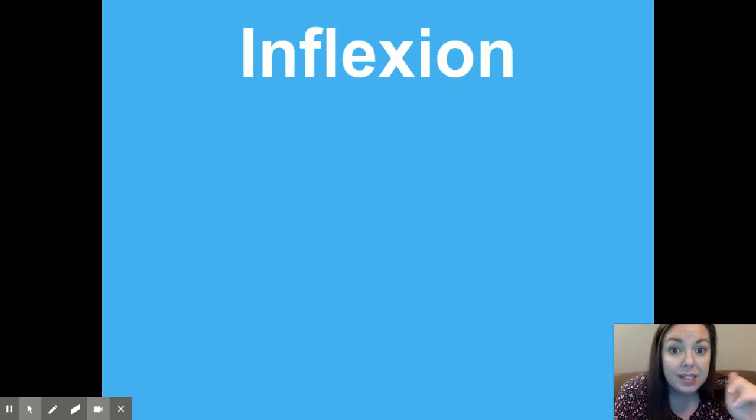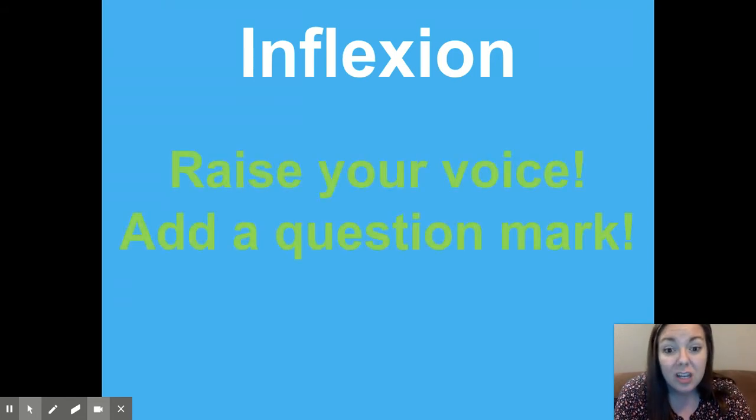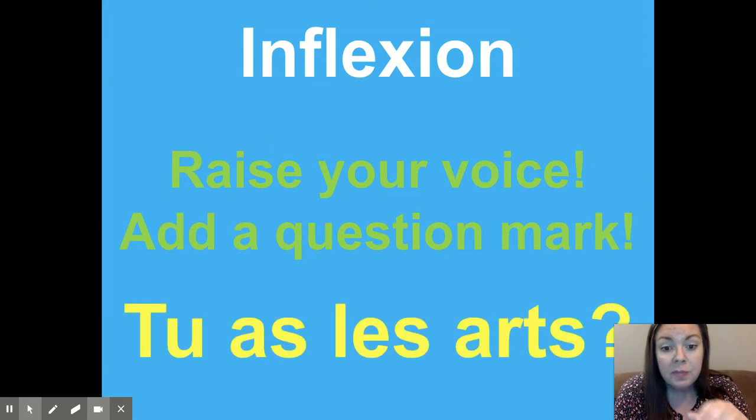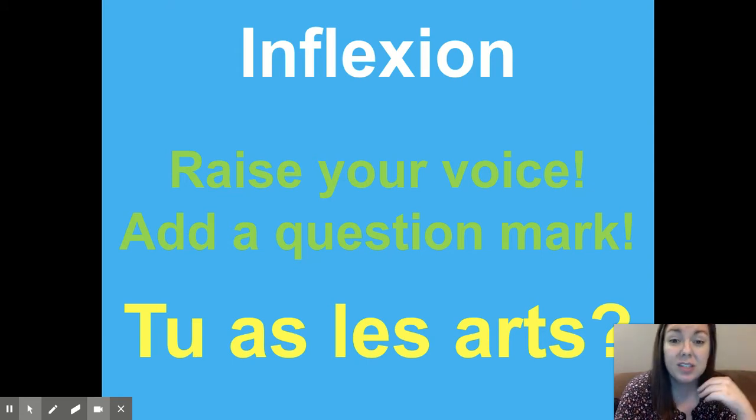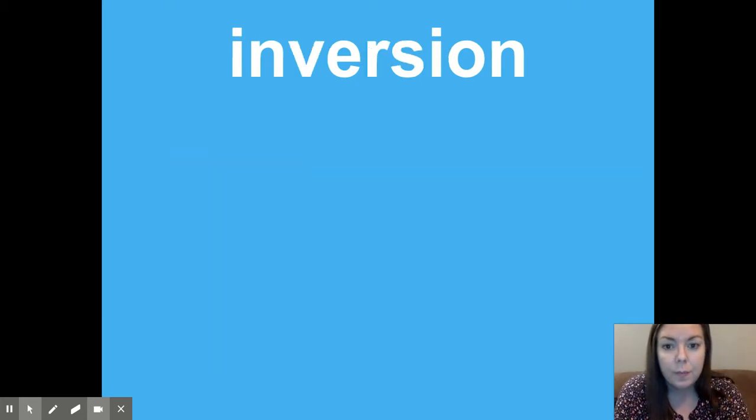So, the easiest way, we have this way in English too, is inflection. All you do for this one is raise your voice and add a question mark. So I could say a sentence, tu as les arts, you have art. Or I'd go, tu as les arts? You have art? And all of a sudden you know that it's a question because I've inflected my voice. Okay, so that is way 1, inflection.